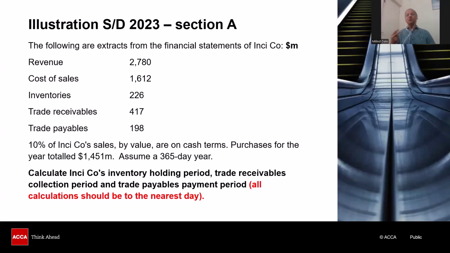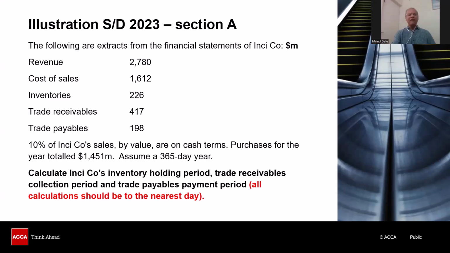So we need 2 numbers. One is the value of inventory, which is available in the given information, $226 million, and the cost of goods sold. For the full year, it is available as $1,612,000. So we divide this by 365 to get cost of goods sold per day, and then divide the inventory amount by this cost of goods sold per day. Similarly, you can arrive at the receivables collection period and the trade payables payment period.